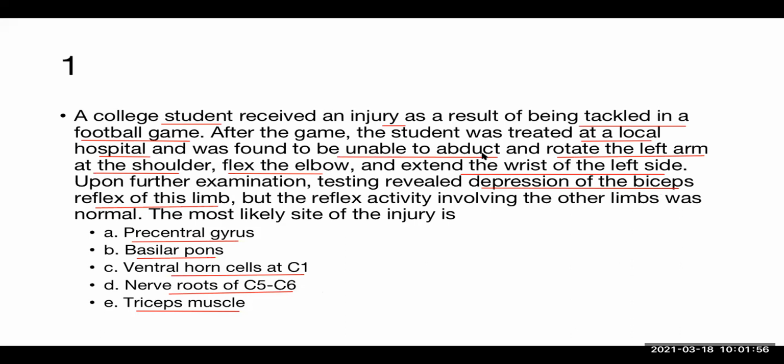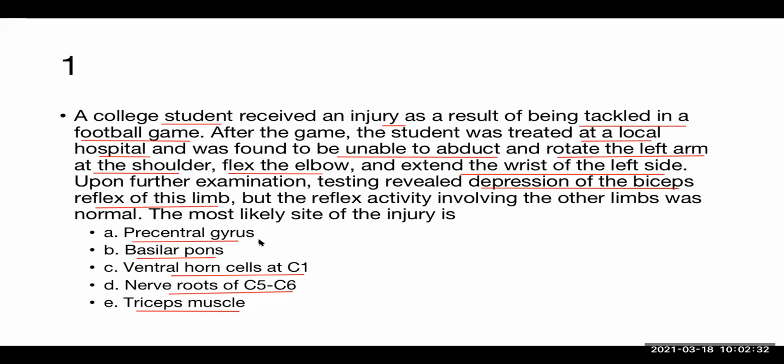When the deltoid muscle is paralyzed or loses its nerve supply, then abduction of the shoulder cannot occur. Flexion of the elbow is the job of different muscles present in the anterior compartment of the arm, like brachialis muscle, even biceps muscle. These are also paralyzed in this case. So the typical answer is C5 to C6.